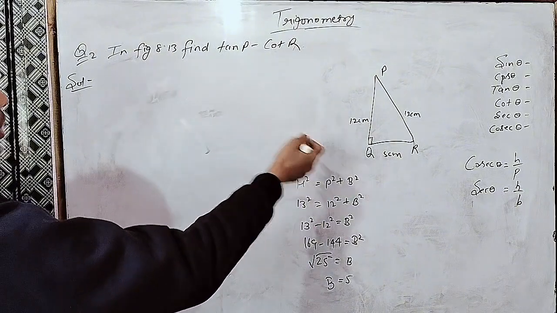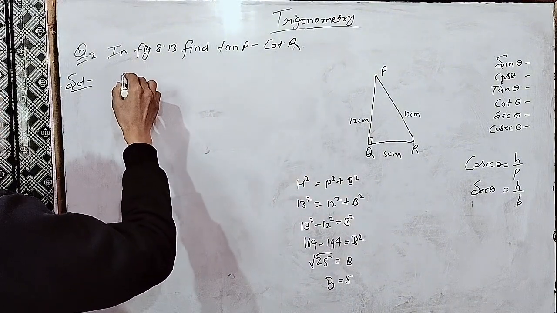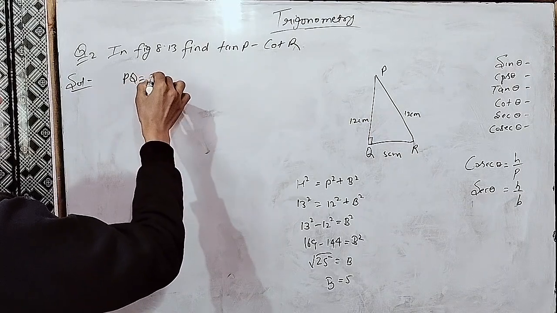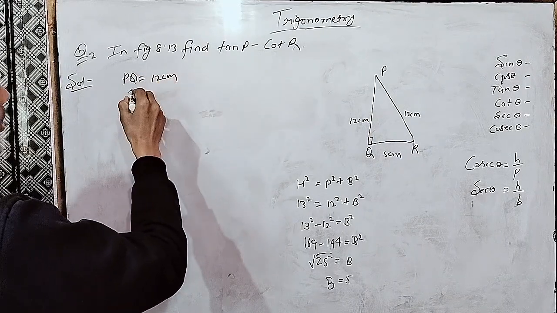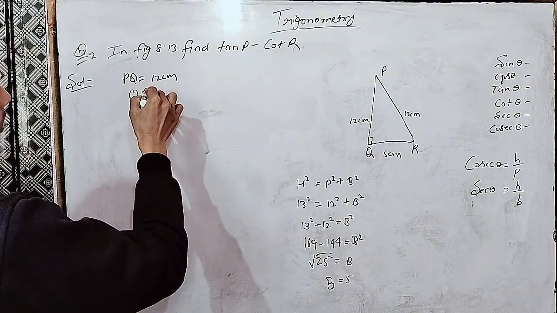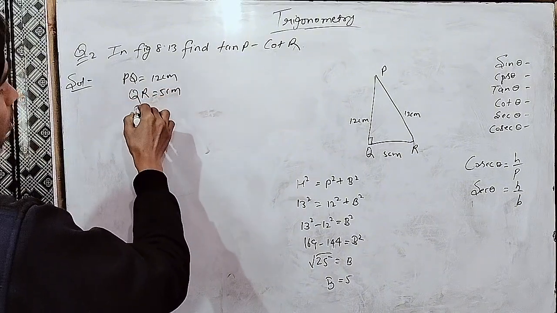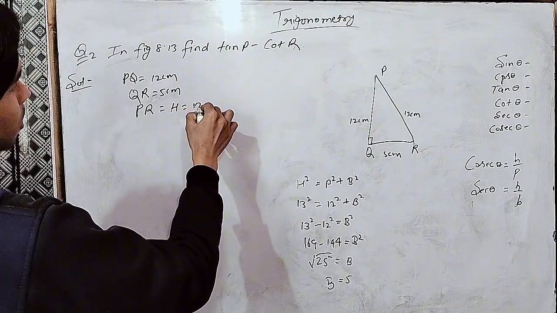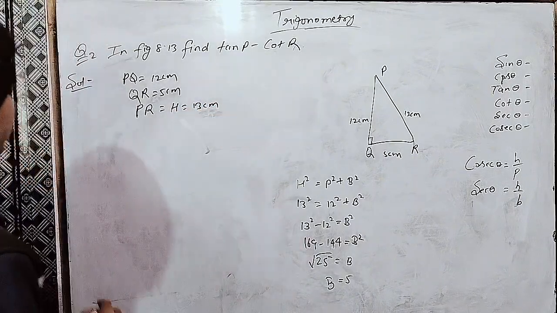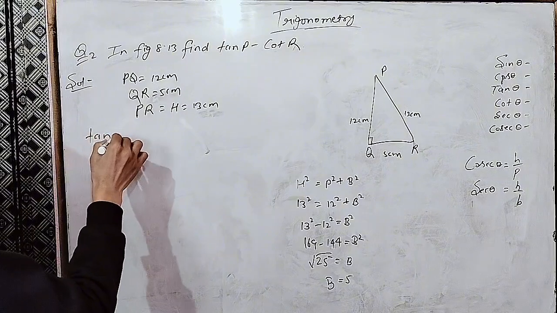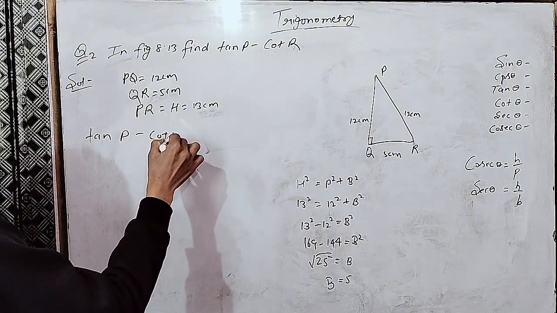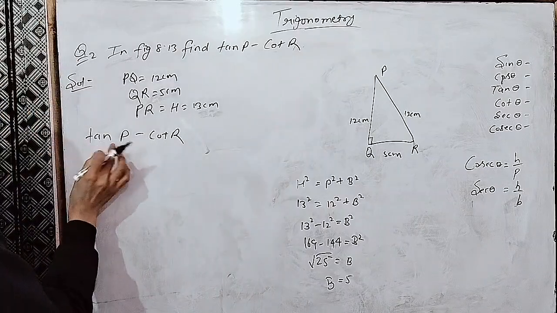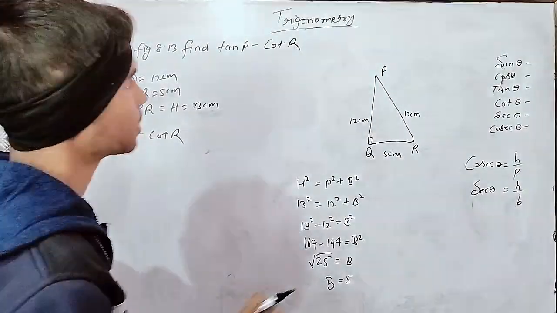Okay, so here you can see, you can write like that: PQ 12 centimeter, then QR 5 centimeter, then PR 13 centimeter. According to the question, tan P minus quarter. Let's put the value of tan. So here theta is P. So our angle is at P.